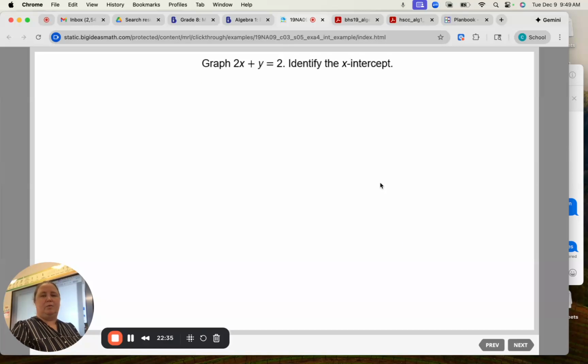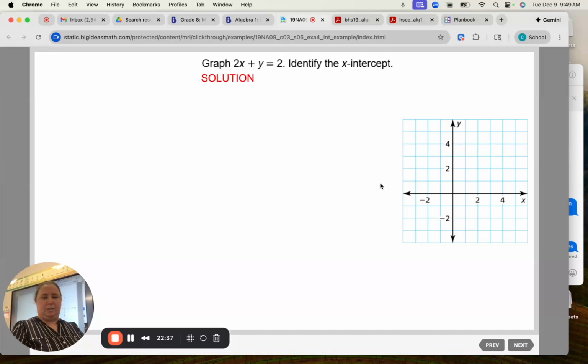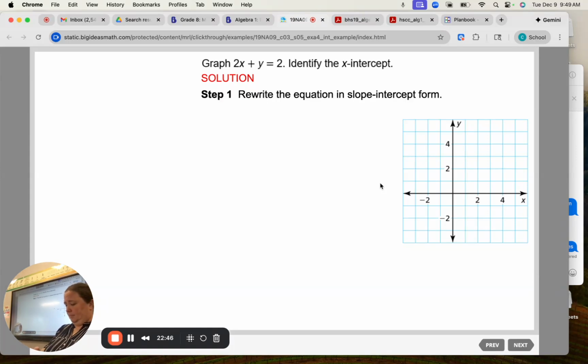Graph 2x plus y equals 2. So we're going to graph this and then tell me what the x-intercept is. Can I graph it just as it is right now? No, not very easily. You need to get it to slope-intercept form. How would I get that into slope-intercept form? You move 2x.